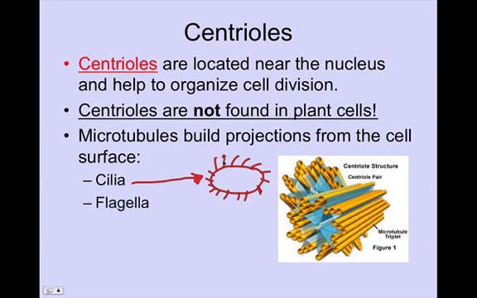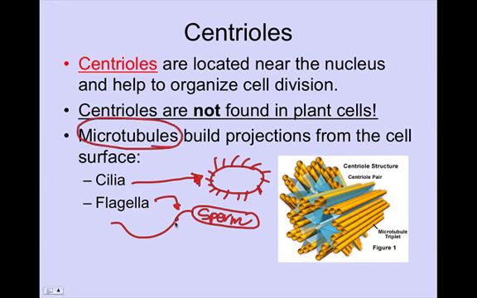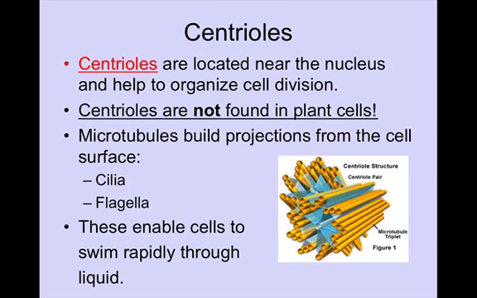The other ones are flagella. Flagella is like a single tail that looks kind of like this. That would be a flagella. And an example of a structure that has flagella are sperm. And once again, both the cilia and the flagella, which are microtubules, help organisms swim through wherever they're going to go swimming through. So once again, they enable cells to swim rapidly through liquid.